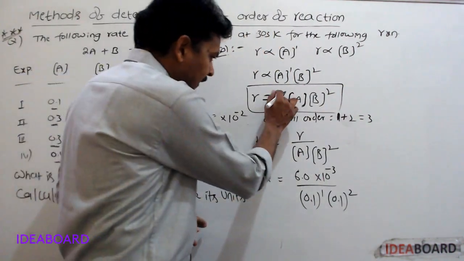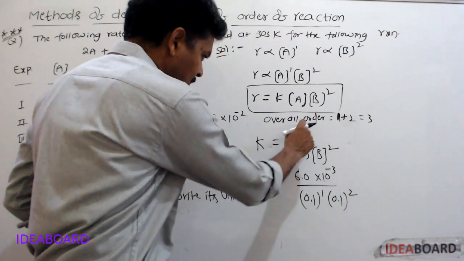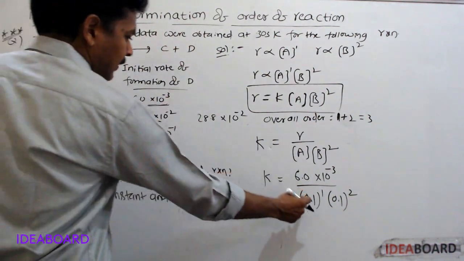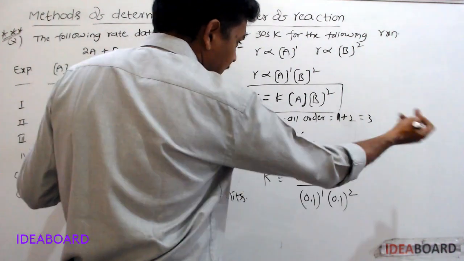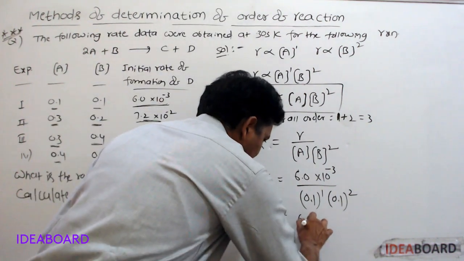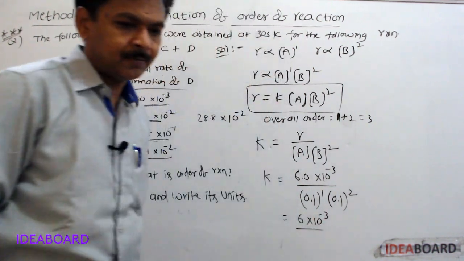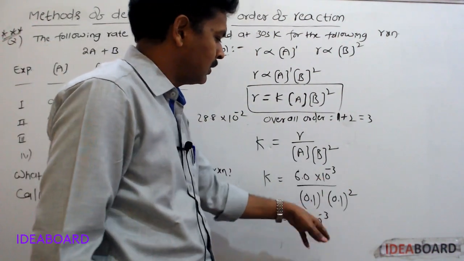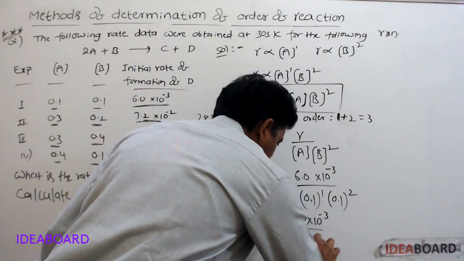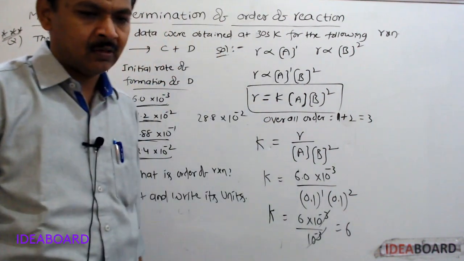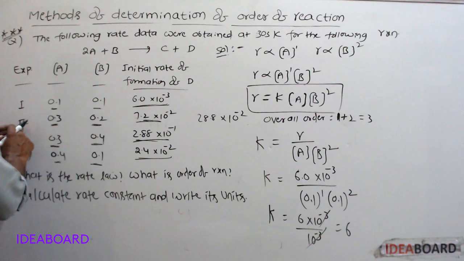From this equation, we can calculate this K value. K is equal to rate by A concentration into B concentration square. Rate is this much. A concentration 0.1. B concentration also 0.1, but 0.1 square, because with respect to B order is 2. See this one, 6 into 10 power minus 3 divided by 0.1 into 0.1 whole square. 0.1 whole power 3 means 10 power minus 3. K value is 6. Otherwise, we can take the second experiment also.